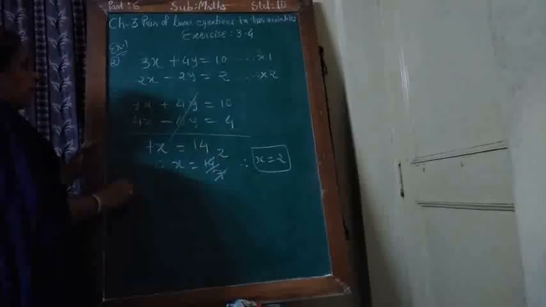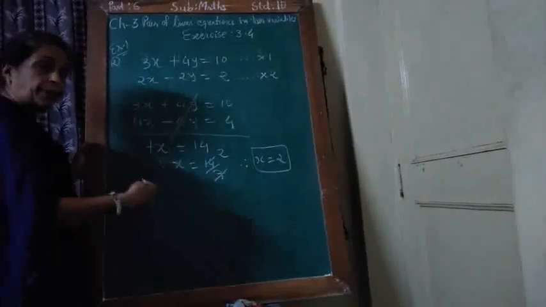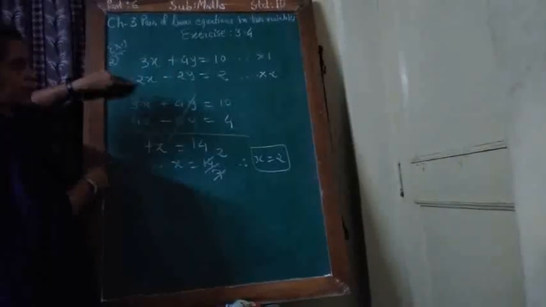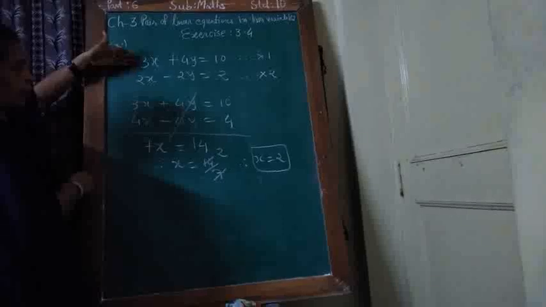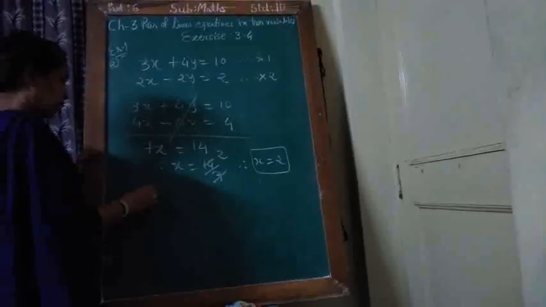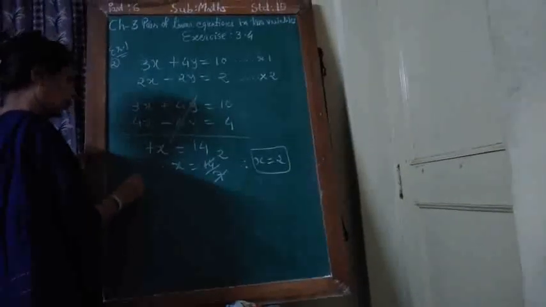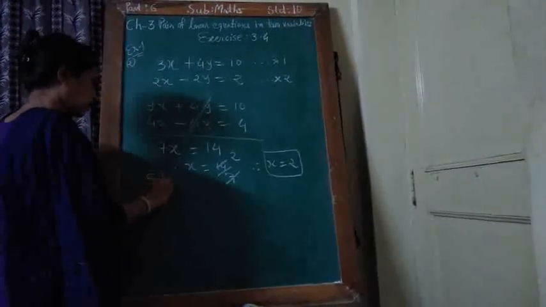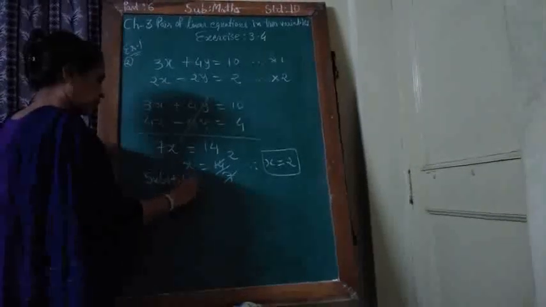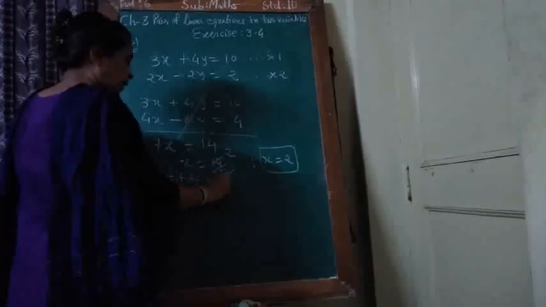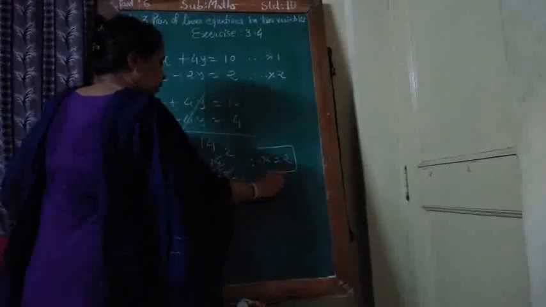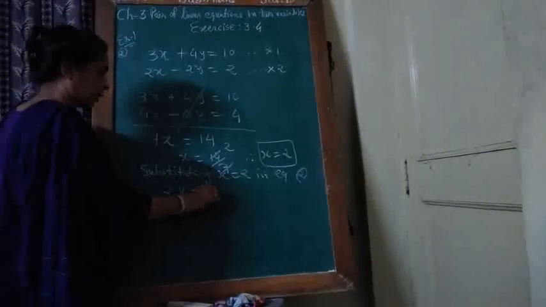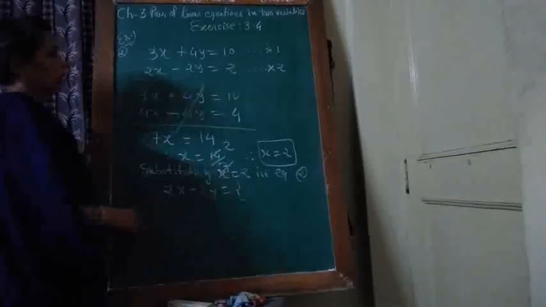Okay. Now what is the next step? Substituting x equal to 2 in any one equation. So I substitute here. You may put here whatever you like, but I put in equation 2. So here you have to write: substituting x equal to 2 in equation number 2. So 2x minus 2y is equal to 2. Okay.